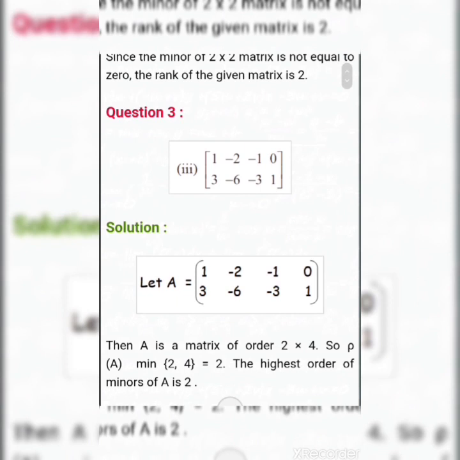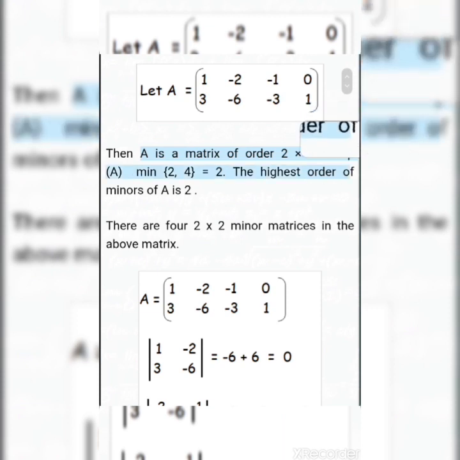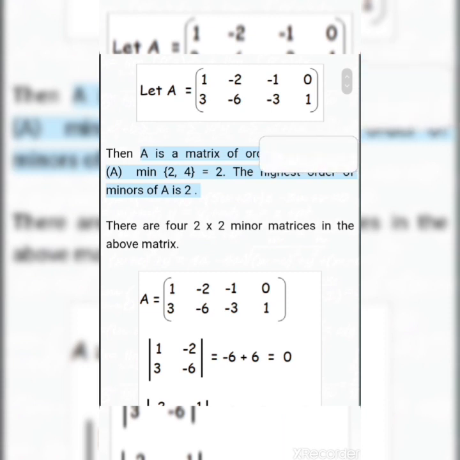Okay, next, question number 3. The matrix of order 2 by 4: 1 minus 2 minus 1 0, 3 minus 6 minus 3 1. A is a matrix of order 2 by 4. So the rank of A is at most the minimum of 2 comma 4, which is 2. The highest order of a minor of the matrix A is 2.